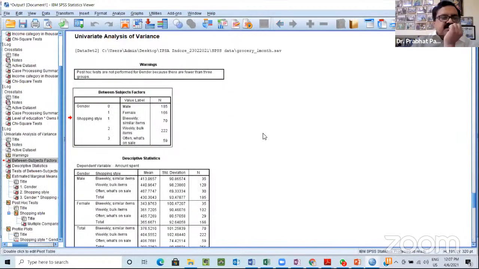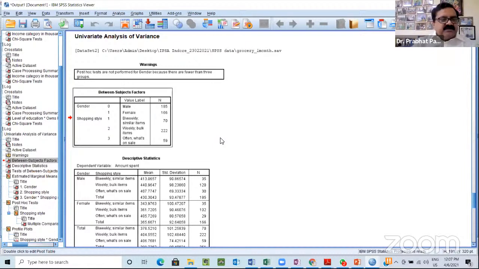So this is the between-subject factors. We have the two factors. We have taken the gender, male, female, and the shopping style. There are three shopping styles. One is bi-weekly, similar items, and weekly, bulk items, and often, what is on sale. So bi-weekly customers are the ones who look for similar items. Those who purchased last week will also look for a similar item this week.